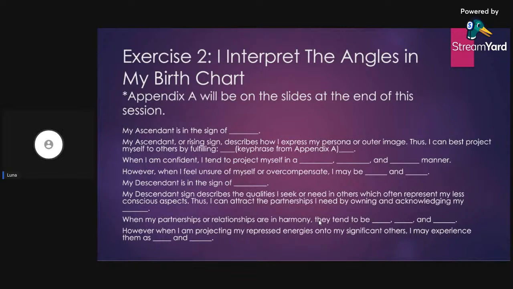Exercise 2. I interpret the angles in my birth chart. Now it is time to discover how these four functions operate in your birth chart. On the next page, you will be asked to complete a number of sentences using keywords from Appendix A. We will talk more about Appendix A in the next exercise. For now, read over this if we're not doing the example. So moving on, I have Appendix A on the slides at the end of this video.